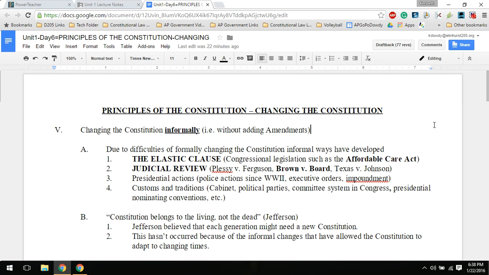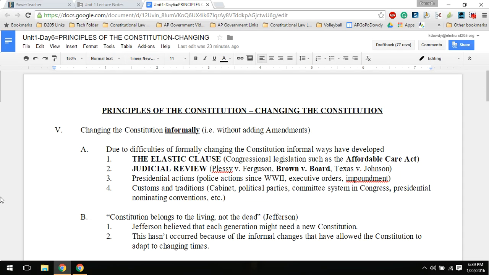More often than not, we use the informal manners in which to change the meaning of various aspects of the Constitution. The reason for that is it's a lot easier. You don't need a formal amendment. And I think in all the classes I talked explicitly, either today or yesterday, in regards to the process of formally amending the Constitution, which we'll briefly discuss at the end of this screencast.